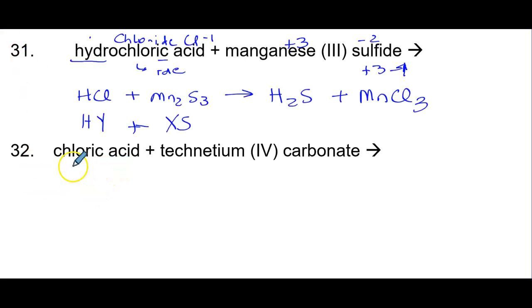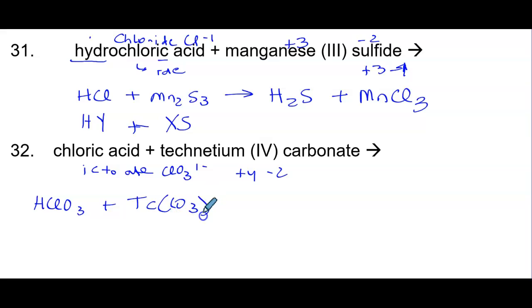Okay, so we have chloric acid. X, go to 8. So I'm going to look chlorate up. Chlorate is ClO3 1-. So my chloric acid is HClO3 plus, this is going to be a +4 and a -2. So we're going to crisscross reduce that, TcCO3. The 4 comes down, the 2 comes down, reduce them.